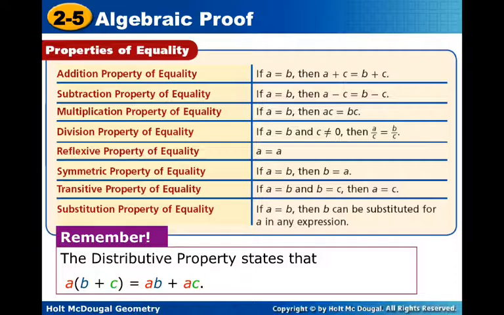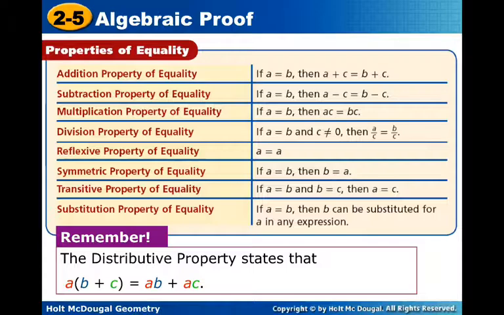We have addition, subtraction, multiplication, and division. That basically says, like on the addition one, if you have an equation and you add the same amount to both sides of the equation, then it's still equal, okay? So when we add something to both sides of the equation, it's the addition property of equality. If you subtract the same amount from both sides, it's the subtraction property, and so forth with multiplication and division.